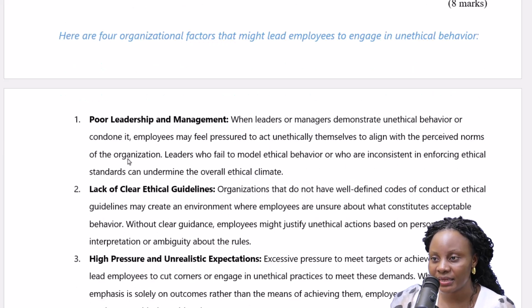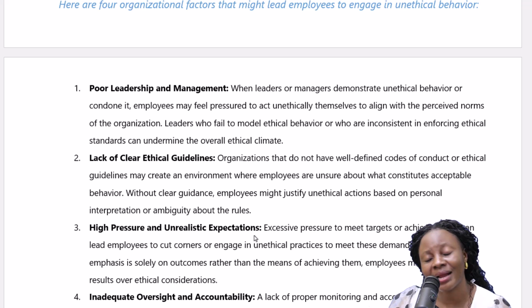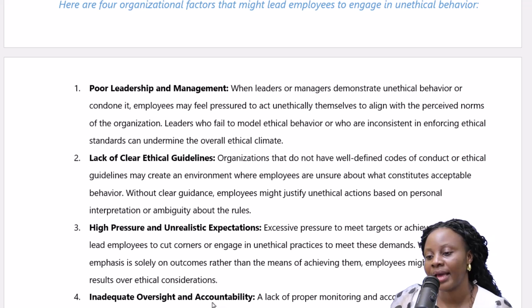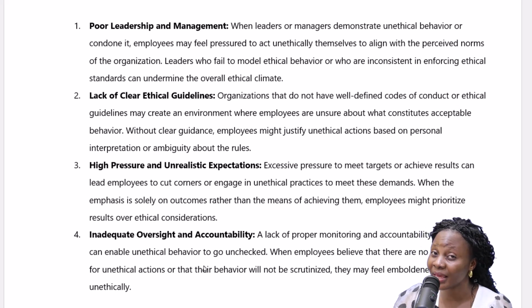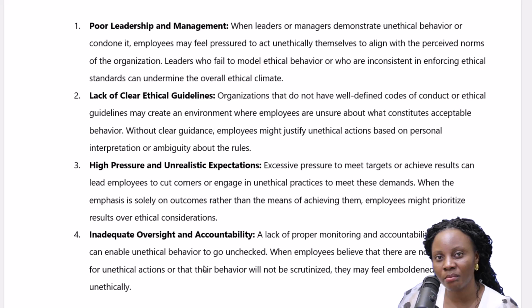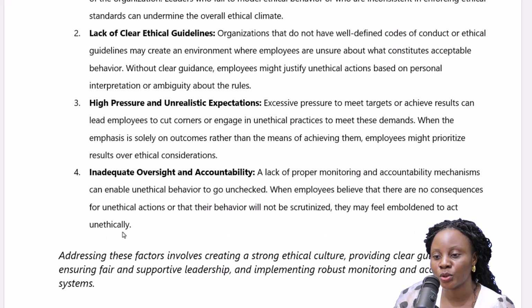And then number 3, high pressure and unrealistic expectations. You keep on harassing your employees. You keep on making them work under pressure. You keep on giving them unrealistic targets. They'll misbehave. And then inadequate oversight and accountability. When you don't have enough supervisors to look at the employees who are working, when employees just work anyhow without any kind of accountability, they'll always misbehave because they know no one will be able to know that it's me, because there's no clear guideline on how these people should be responsible at the workplace. So all these could make employees behave unethically. So that is question A.